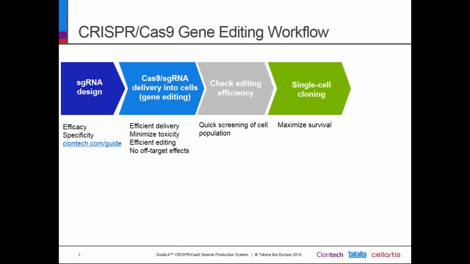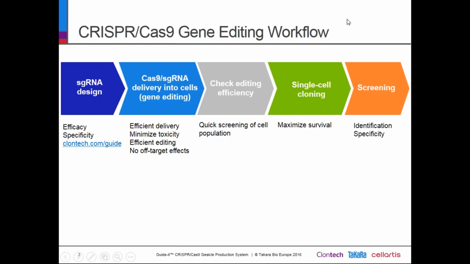And then if you find that the gene editing efficiency in your population is good, you can go for the single cell cloning step, which is a quite tedious step to isolate your single clones. And here, of course, the goal is to maximize the cell survival, because usually cells do not like to be isolated from the cell population.